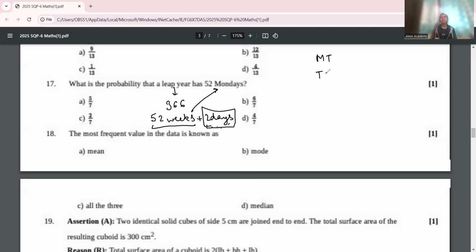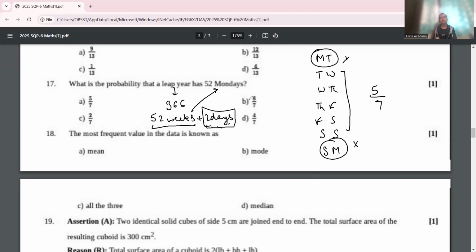It can be Monday, Tuesday; Tuesday, Wednesday; Wednesday, Thursday; Thursday, Friday; Friday, Saturday; or Saturday, Sunday. Out of these, this has a Monday, and yes, Sunday, Monday, of course. This has a Monday and this has a Monday, so we do not take these two. This is our favorable outcomes, which is 5 upon 7. Total outcomes is 7. Thus, answer is option number A. So, for a leap year to have 52 Mondays, the probability is 5 by 7.